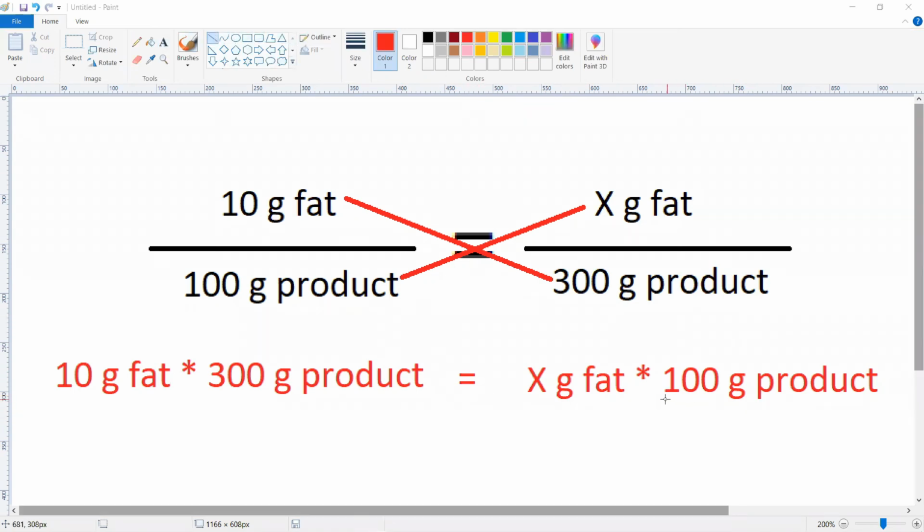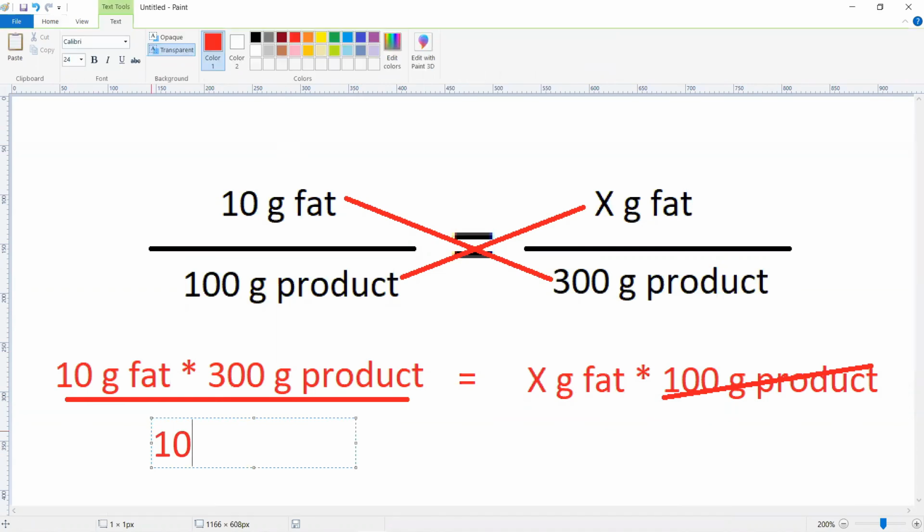Now, the key to solving any equation with a variable in it is to try to move everything to one side and keep that variable isolated. So let's do that right now. There's 100 on this side, so I'm going to first try to divide both sides by 100. So 100 divided by 100 is 1, so we can cross that out. And then 10 times 300, we divide that by 100.